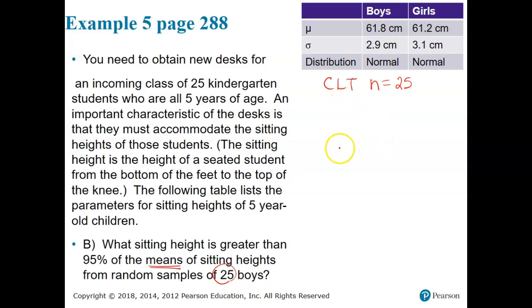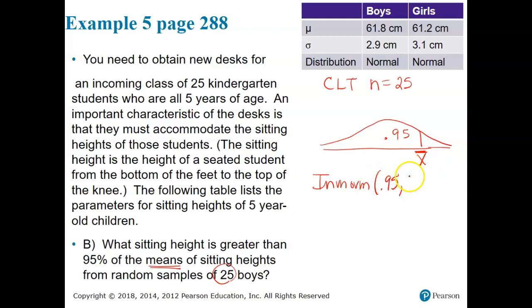So we want to find the height that's going to accommodate that. So we're going to go in and find the sitting height that's greater than 95% of the means of sitting heights from random samples of 25 boys. So we're trying to still find this, except we want to find the sitting height here, the average. So we're going to do the inverse norm of 0.95. Our mean for boys is 61.8. And here, because we're talking about a sample of 25, our standard deviation is going to be 2.9 divided by the square root of the sample size, so divided by the square root of 25.